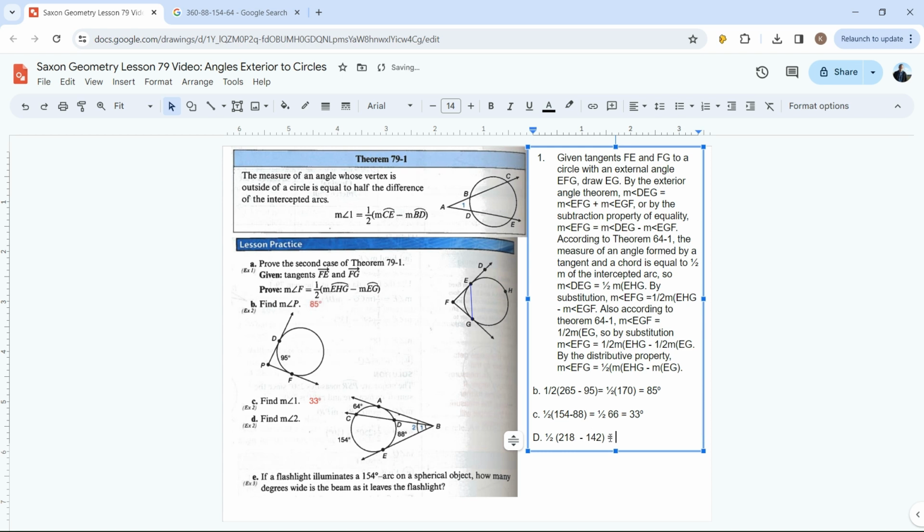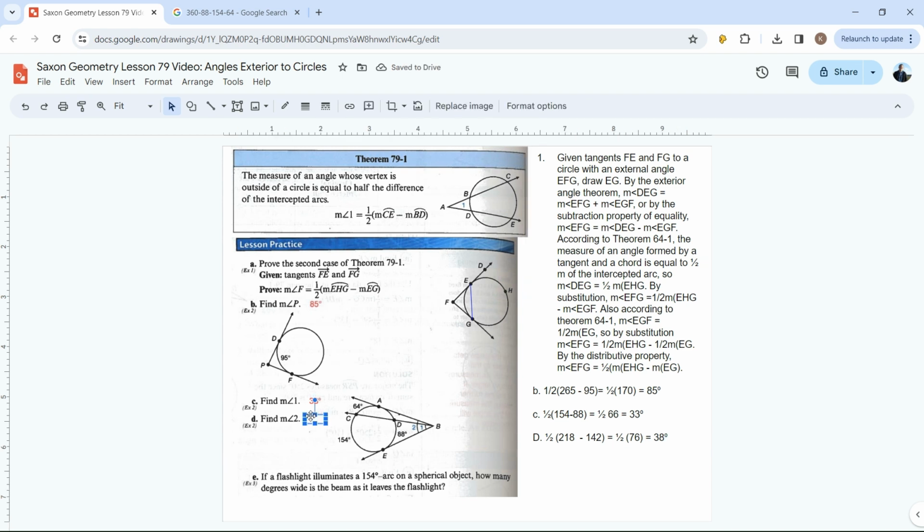All right. So this is going to equal 1/2 times 218 minus 142. Let's see. 218 minus 2 is 216. Minus 40 is 176. Minus another 100 is 76. So I believe this is 1/2 of 76 degrees. Oof, we'll see if that's right. That's pretty close to the previous answer. 1/2 of 76 is 38 degrees. Could it be so close to the previous answer? Let's find out. 38 degrees. Okay, we did it right.